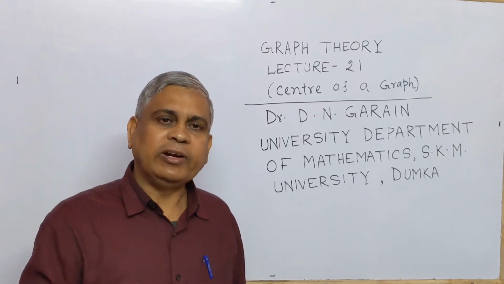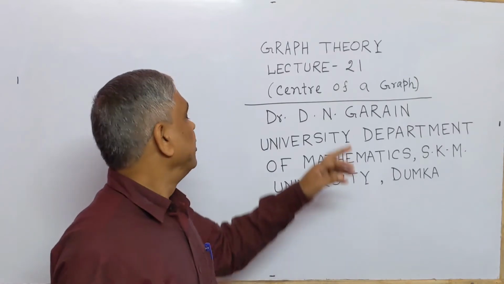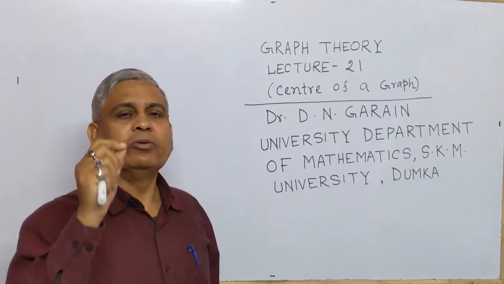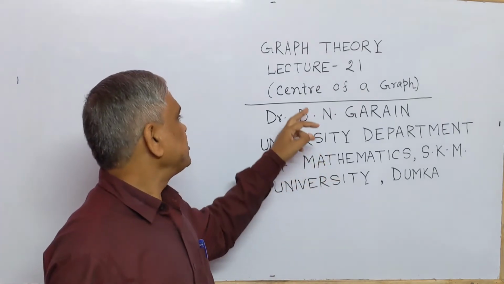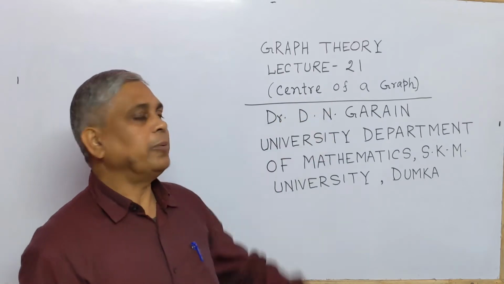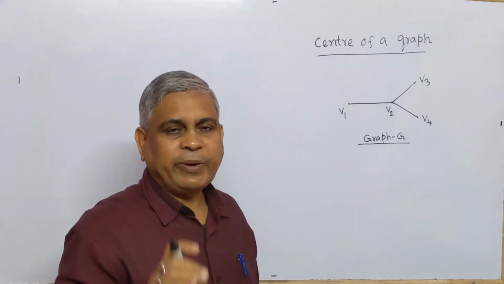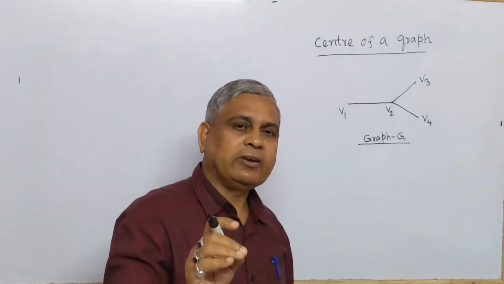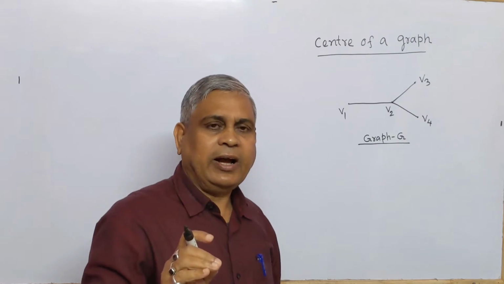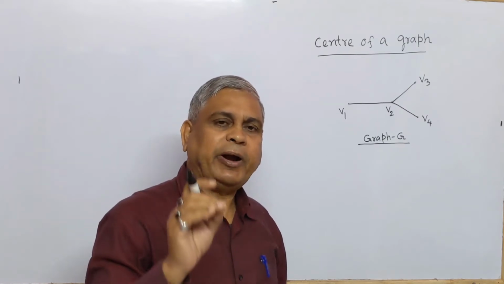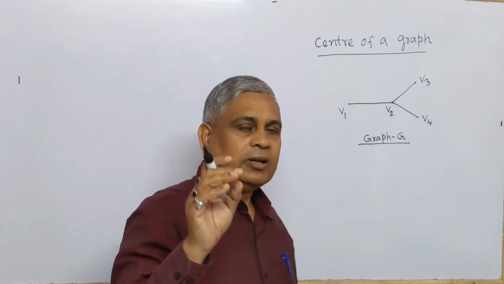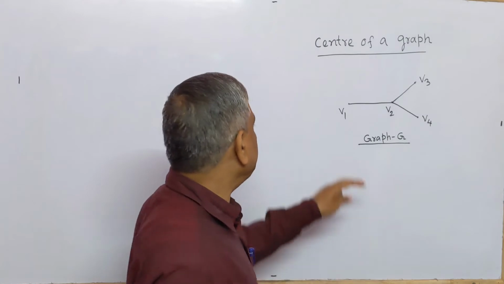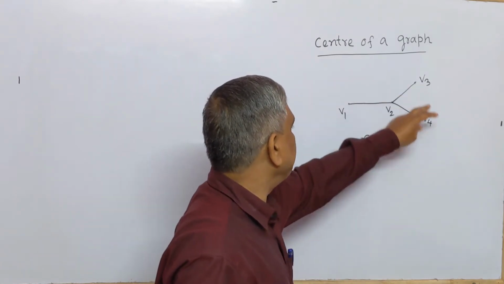Today I will deliver lecture on graph theory, lecture number 21, in which I will discuss about the center of a graph. Before defining the center of a graph, I would like to give you the idea by a particular example. This is a graph G. This graph G has vertices V1, V2, V3, V4.